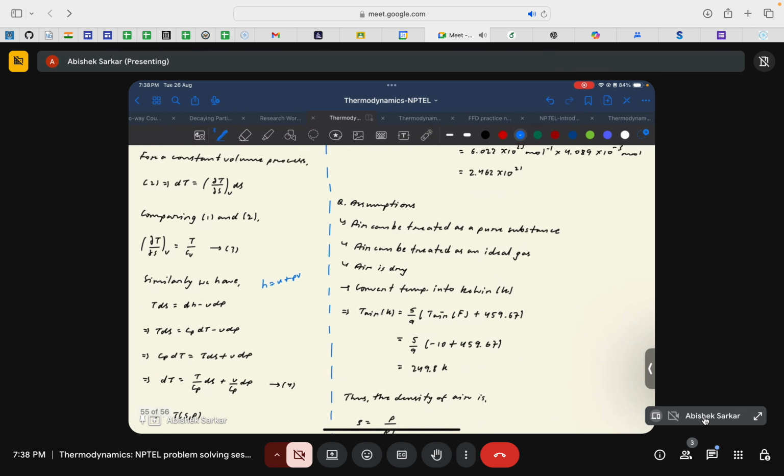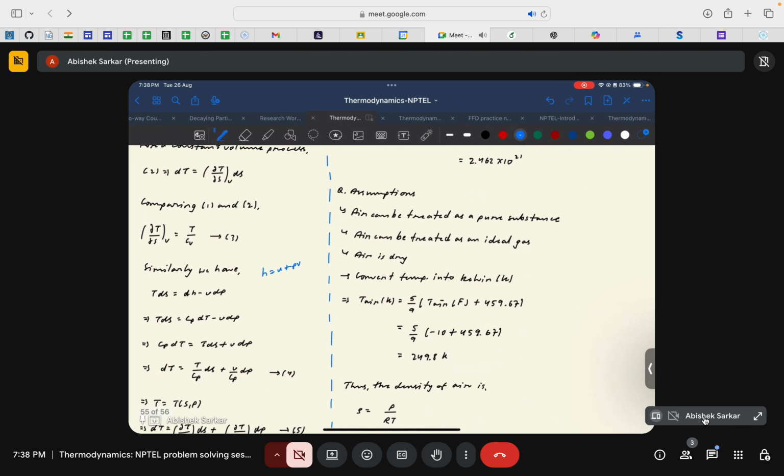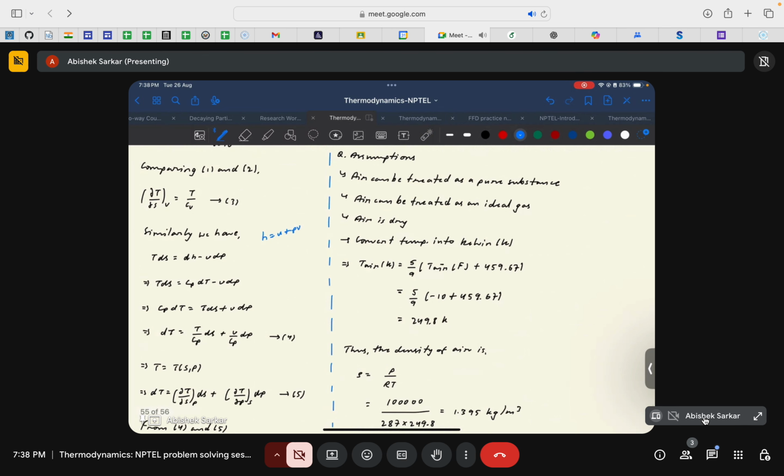Or dH is equal to Cp dT, because dH, the change in enthalpy for an ideal gas, is Cp times dT. So Tds is equal to Cp dT minus VdP, or Cp dT is equal to Tds plus VdP, or dT is T by Cp times ds plus V by Cp times dP. Give it equation number 4.